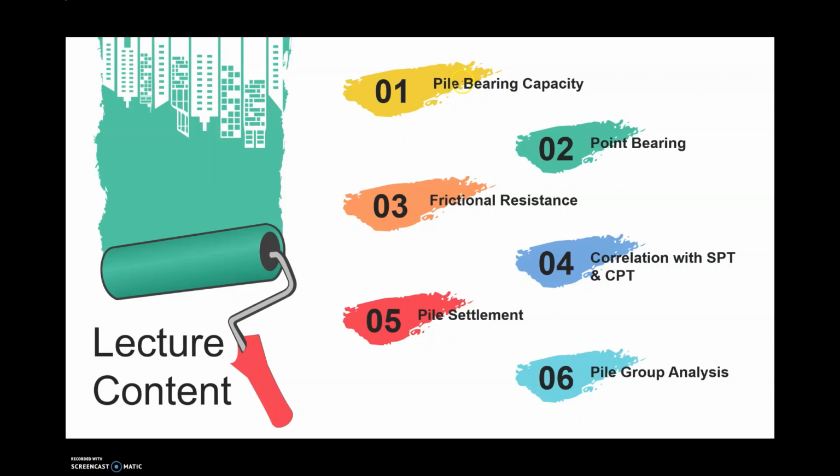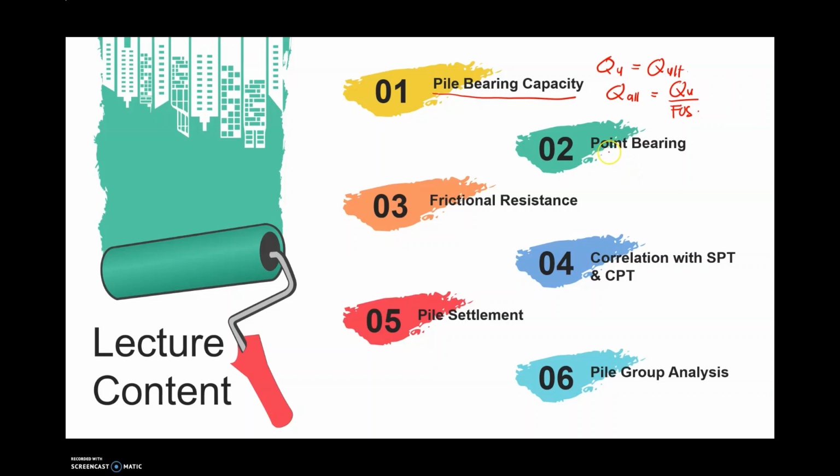Okay, the first content is about the introduction of pile bearing capacity. When we talk about pile bearing capacity, you need to determine the QU, or sometimes we consider it as Q ultimate. How to get the Q ultimate, we will further discuss after this. And then you need to determine the Q allowable. To get the Q allowable, you need to use the Q ultimate divided by the factor of safety.